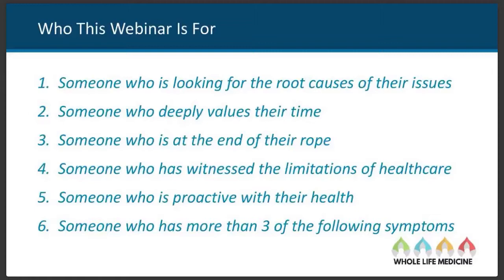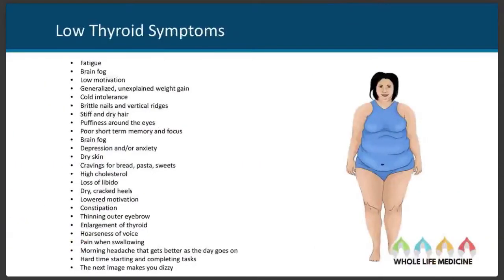We're also looking at people who have probably more than 3 of the following symptoms, and here is a short list. I apologize, the writing on this slide is a little bit small, but the first one is fatigue. Second, brain fog, low motivation, and a generalized, unexplained weight gain, and in particular, a weight gain that, when it's really marked, will look like the figure on the right.